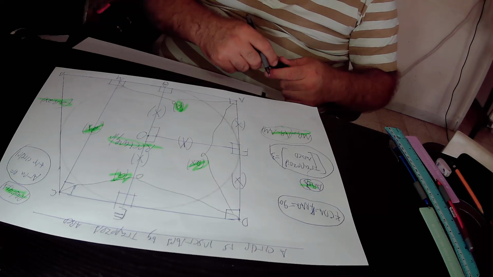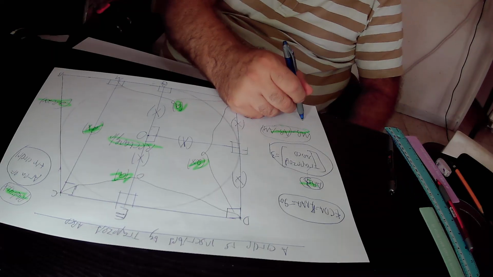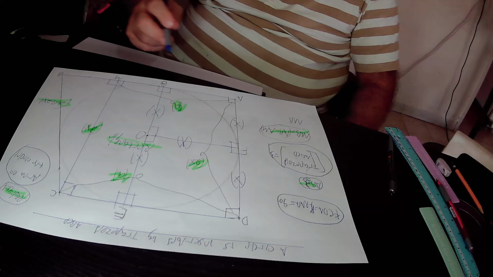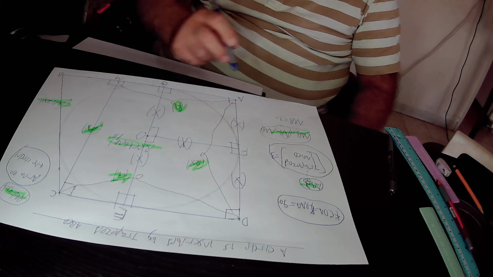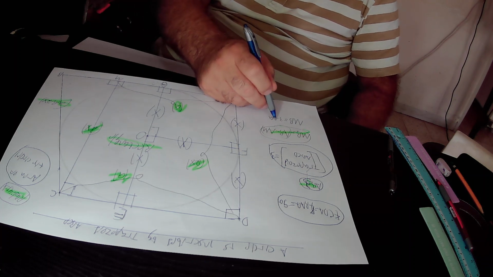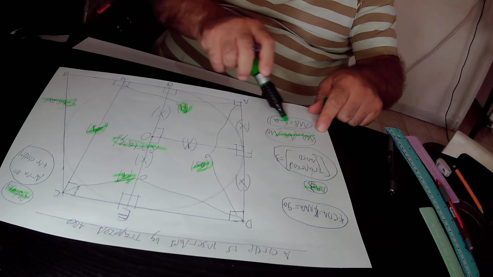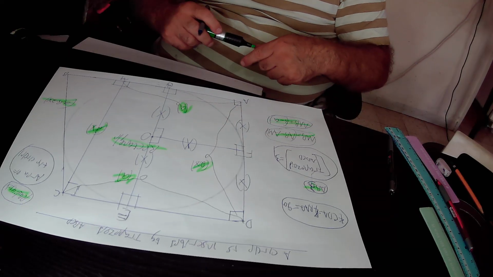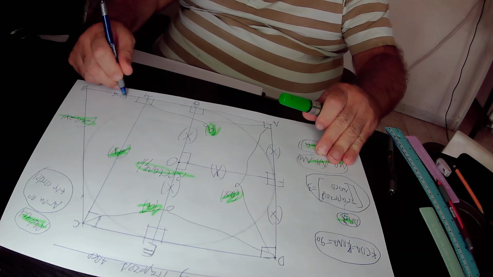So MB equals AB. AB is 3 according to what is given in the question, minus AM. We just write down the formula that AM equals a. So in total, MB equals 3 minus a units in its length.